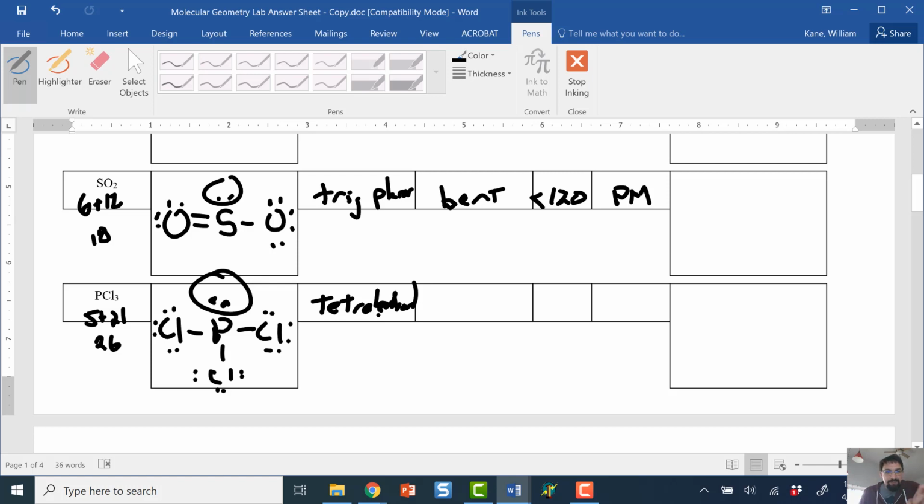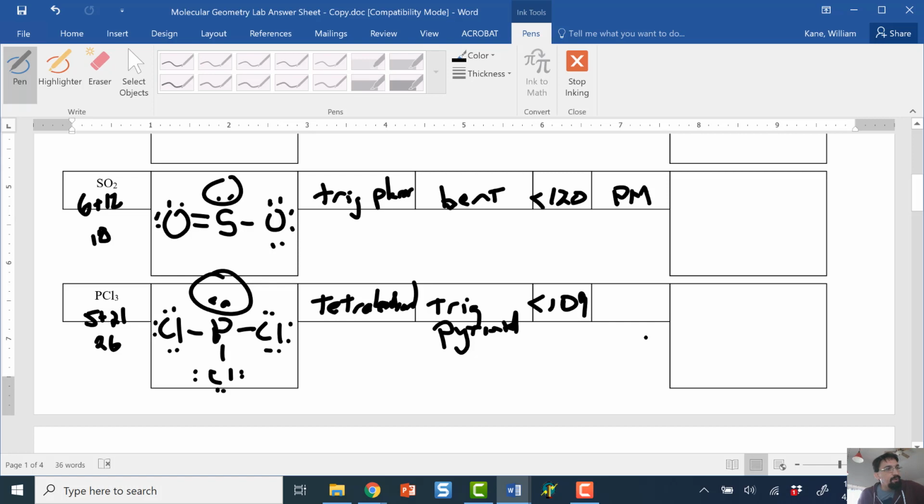So because we got tetrahedral, we got 3 bonded pairs with 1 lone pair, that means that we're going to be doing something trig, and this will be a pyramid. Okay, trig pyramid. If this was a perfect tetrahedron, I would have expected 109 degrees, but since it's not a perfect tetrahedral, it's got that lone pair. That lone pair is going to push those chlorine bonds together. So we got less than 109 degrees.